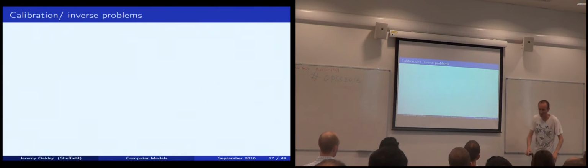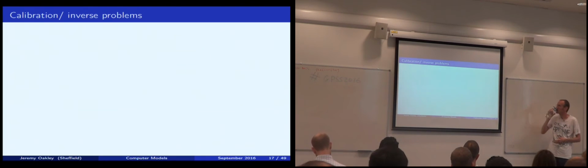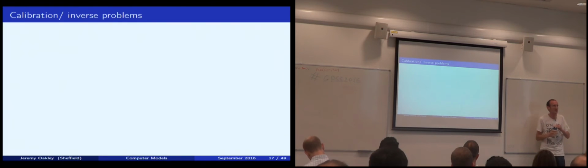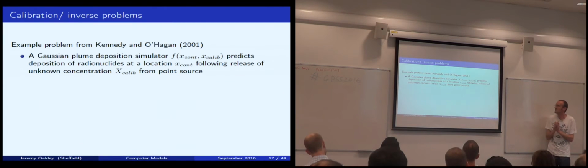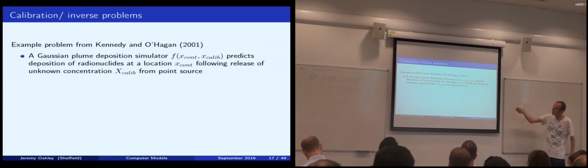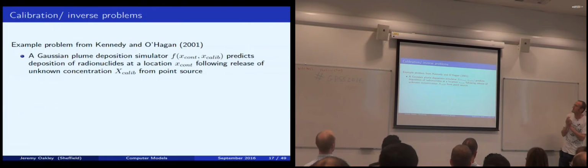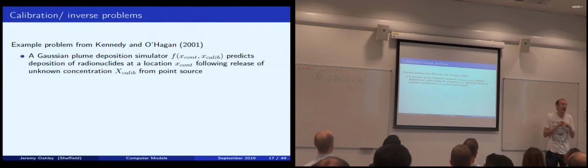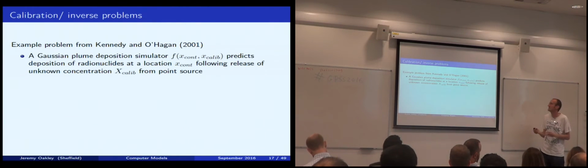Okay, so up until now, we're just analyzing the simulator on its own. But now things get a bit more difficult because we're going to bring in reality, the real world. So I'll give a motivating example, and this is one of the key statistical papers on this particular calibration problem. The scenario is that you've had a nuclear accident, an accidental release from a point source, and you've got a simulator that will predict what the deposition of radionuclides is going to be in the surrounding area.